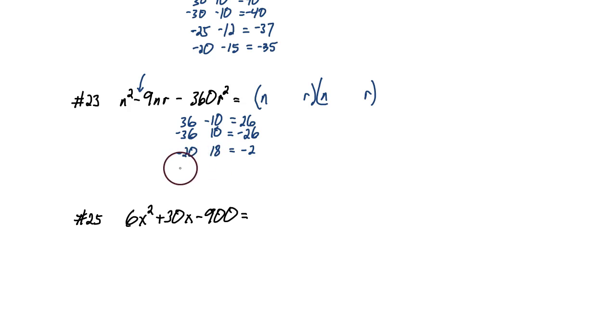With the help of a calculator, negative 24 times 15 is negative 360. And when you add these together, it is negative 9. And that's the number that I was shooting for. So I need to fill in minus 24 in front of the r and positive 15 in front of that r.